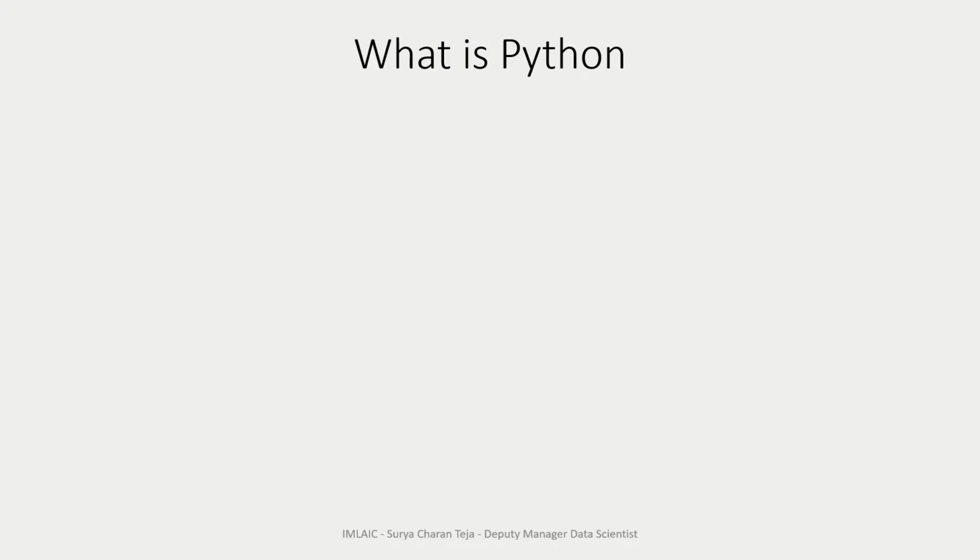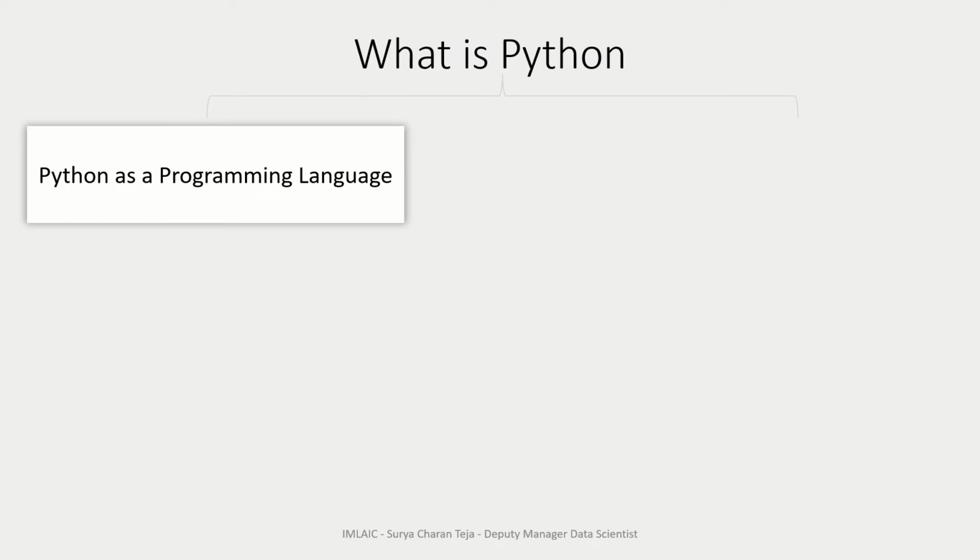So now, what is Python actually? The question is very simple. What is Python? So many of you might have said Python is a programming language. Yes, it is, but what is it exactly? So Python, on one side, is a programming language. But what does it consist of?